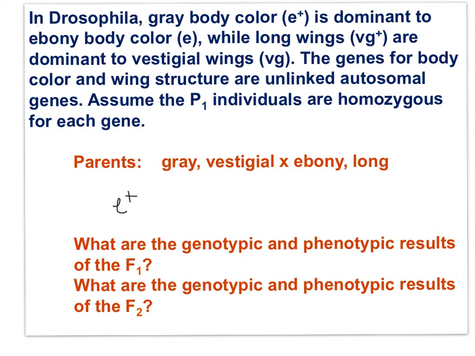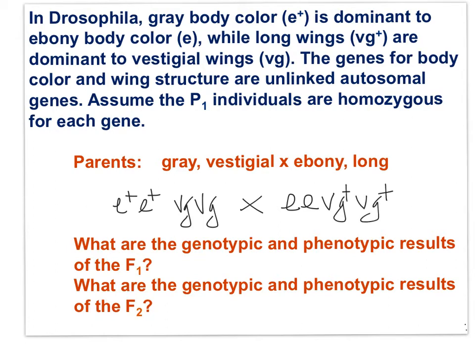E plus, that's the gray, VG, VG, that is the gray vestigial parent, crossed with the ebony, long-winged parent.